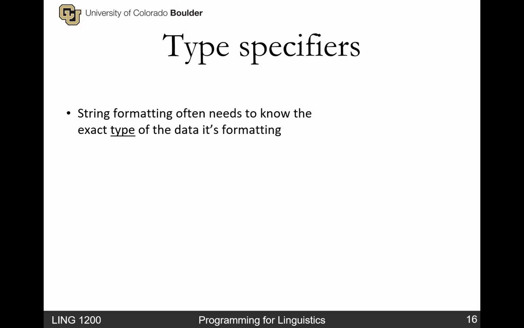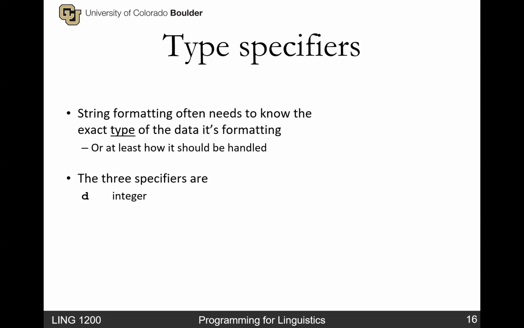First of all, we can't just throw data types into our format method. We need to tell the formatting what type of data it's formatting, or at least how it should be handled. We don't necessarily need to tell it the type, but if we want it to handle it in a certain way based on the data type, we need to let it know. So there are three specifiers that we use for that. The first one is D, which is for integers, and then F for floats, and S for strings.